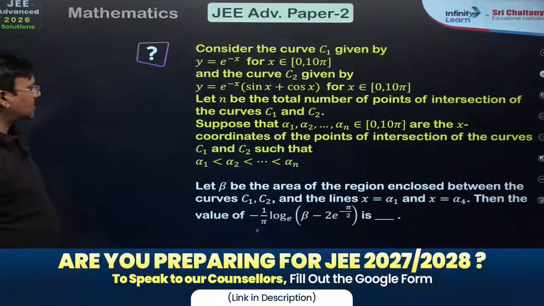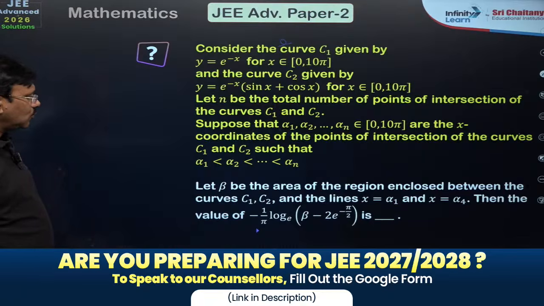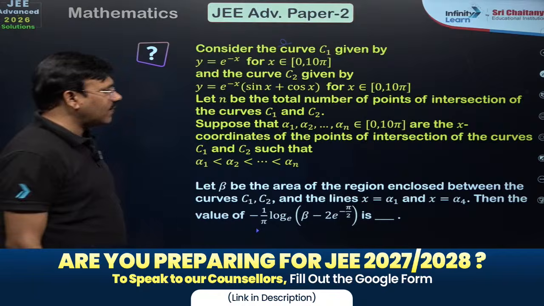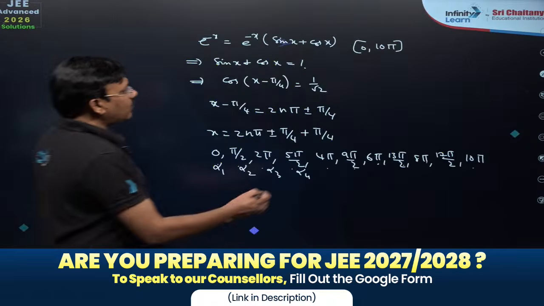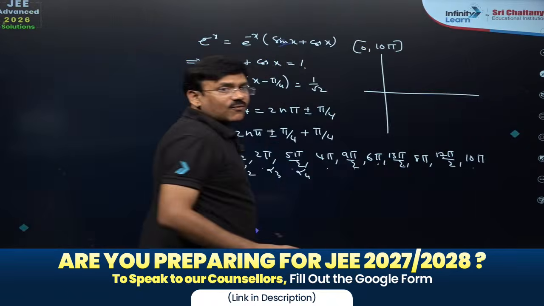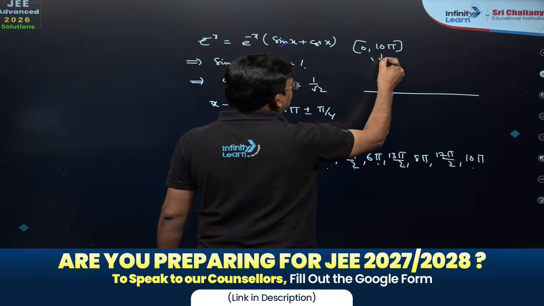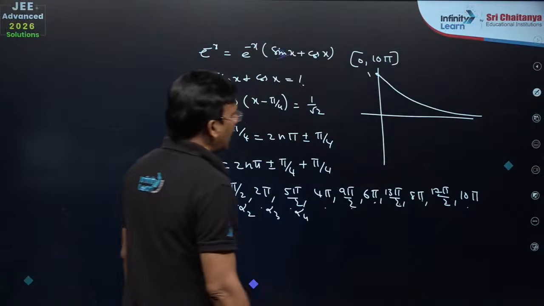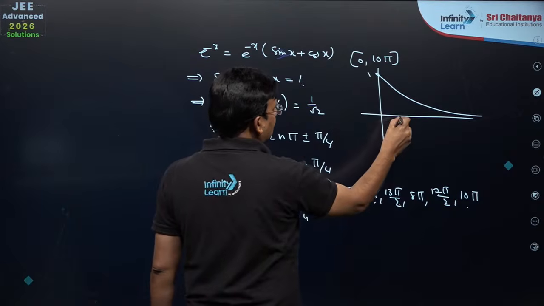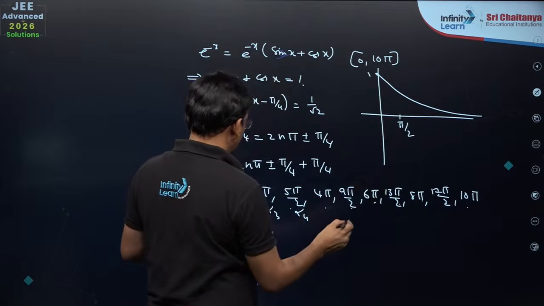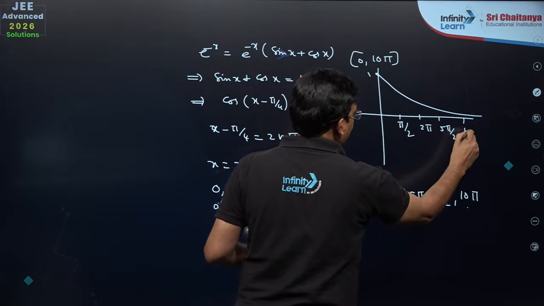In the next question, he is asking to find the area of the region enclosed between the curves C1, C2 and the lines x is equal to alpha 1 and x is equal to alpha 4. So friends, if you could draw the graph of e power minus x, at 0 it is 1, then it goes like this. And e power minus x into sin x plus cos x, at 0 it is 1, then they will intersect at pi by 2, 2 pi, then 5 pi by 2, and then 4 pi, like this.